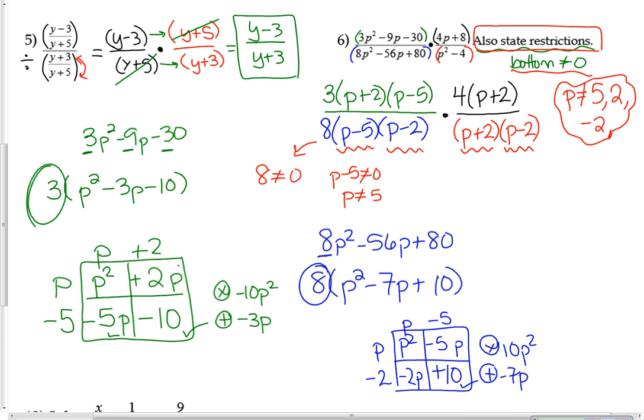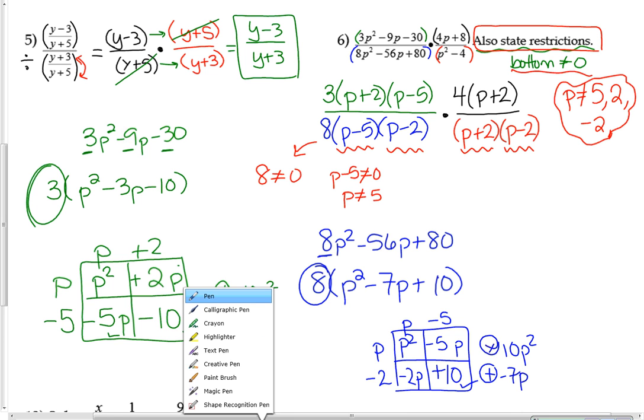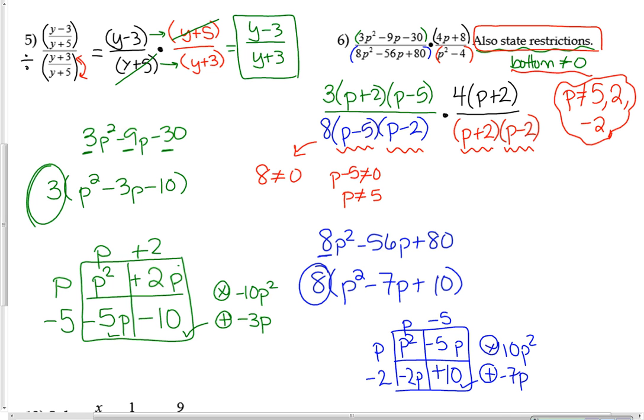It's a multiplication problem, so everything from the top can be reduced with anything from the bottom. So what can I reduce out? Well, I have a p plus 2 on the top and a p plus 2 on the bottom that I can reduce out. I have a p minus 5 on the top and a p minus 5 on the bottom. And what else do I have left? Well, as far as my binomial factors, my factors with two terms, I have this p plus 2. I don't have any p plus 2's on the bottom because they're both p minus 2's. So it looks like those parts are done being reduced.